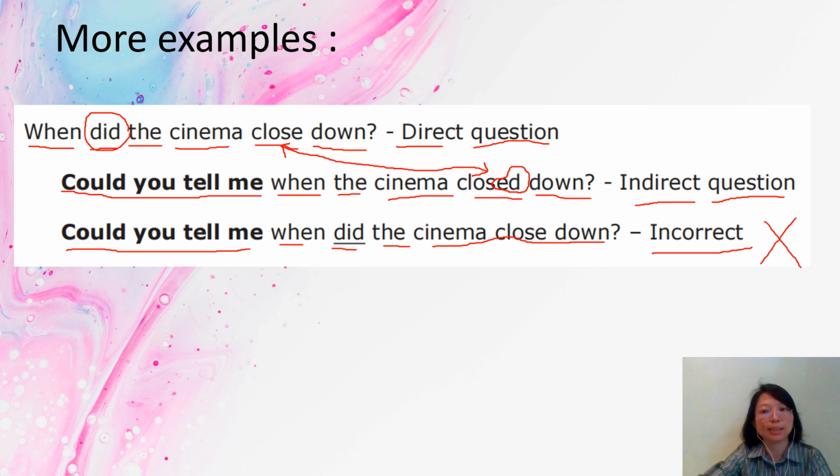Why do I say it is wrong? It's wrong because we don't put did here. This one we don't use. But the close here, you have to change it into past tense. Put a D here. So the answer should be, could you tell me when the cinema closed, past tense, closed down? That would be the correct answer.